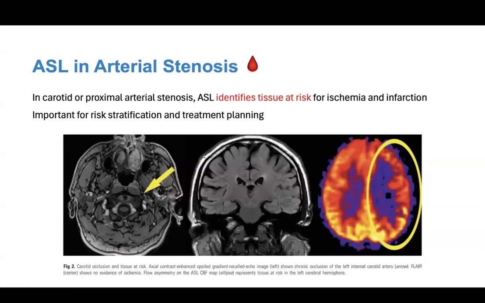And what about ASL in arterial stenosis? In carotid or proximal arterial stenosis, it can identify the tissue at risk for ischemia and infarction. This is a patient who has a chronic occlusion in the left internal carotid artery, and FLAIR imaging is showing no acute infarct, but ASL is showing hypoperfusion in that hemisphere of the brain, which identifies this as a risk zone, and risk stratification can be done and the patient can be treated accordingly.